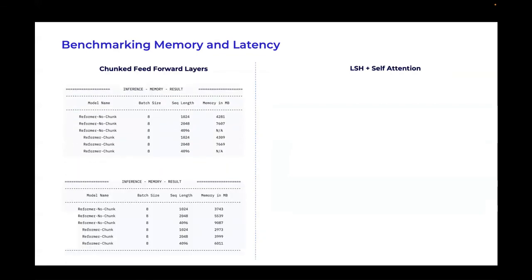The next benchmarks are for chunked feed-forward layers. So here you can see the memory that is being consumed. The initial one is for a smaller number of feed-forward layers, so here there is no significant drop in the memory. In the bottom benchmarks, you can see without chunking it is taking 9 GB, and with chunking it is taking 6 GB. So this is for feed-forward layers having more than 15,000 neurons.